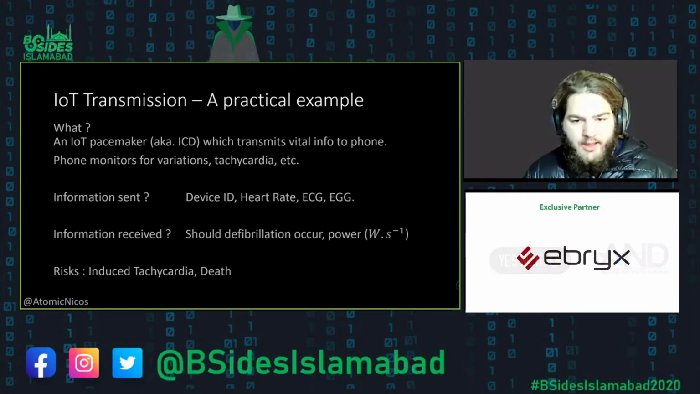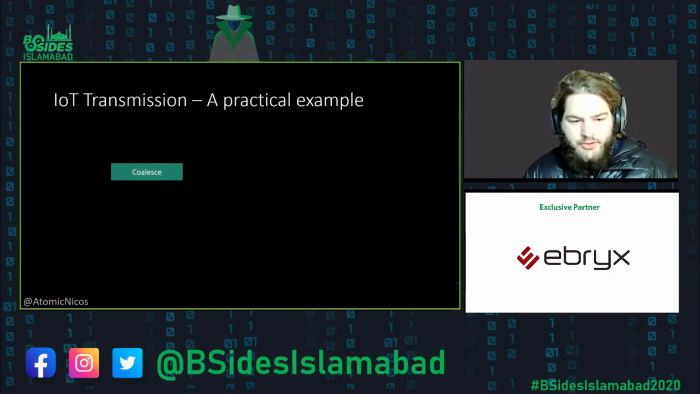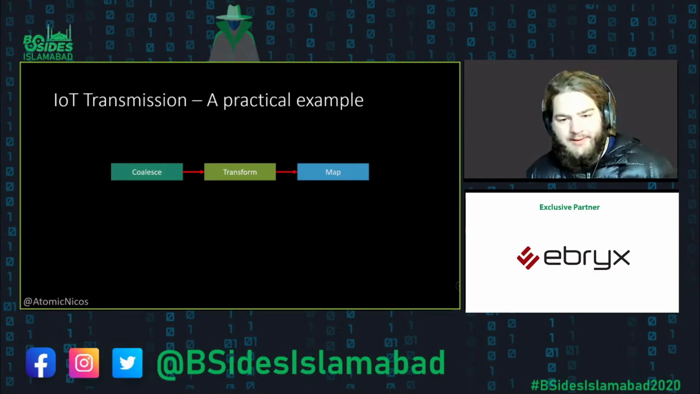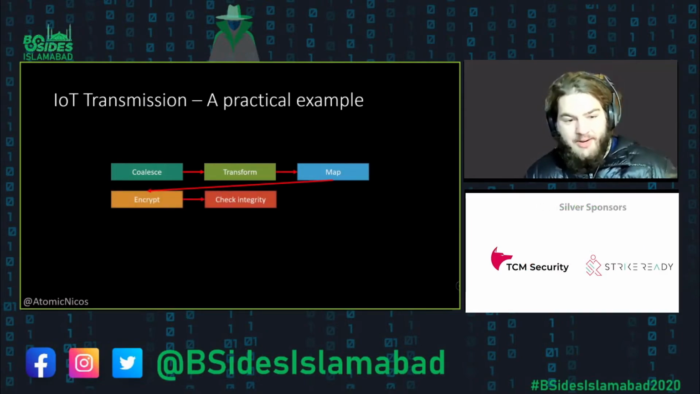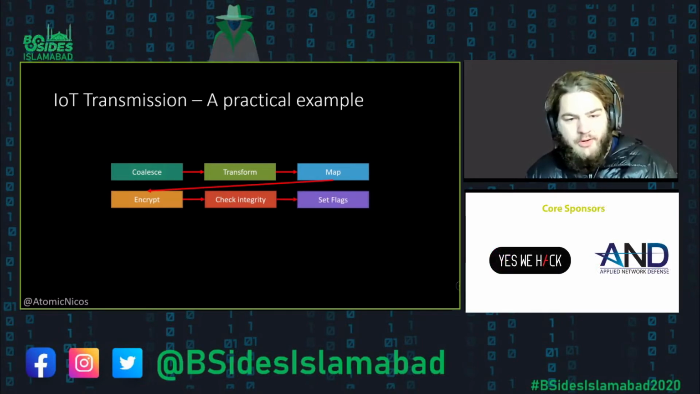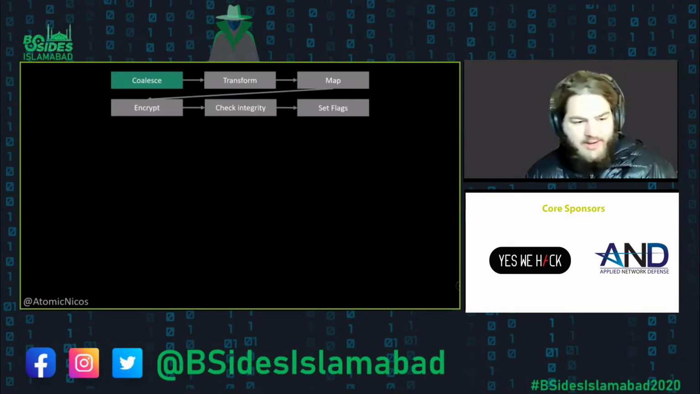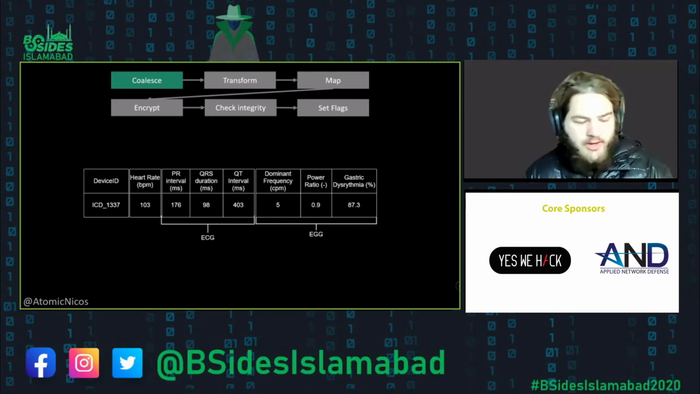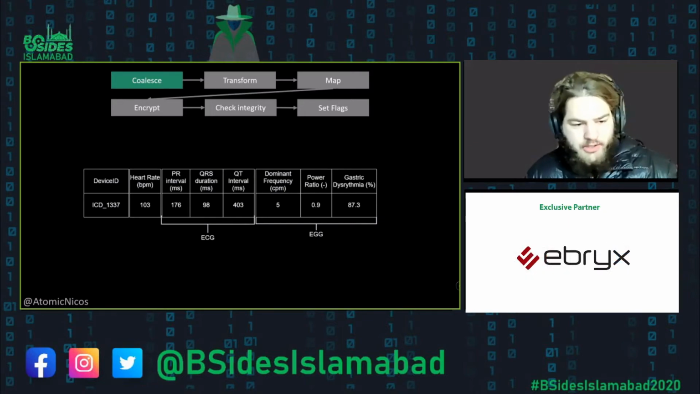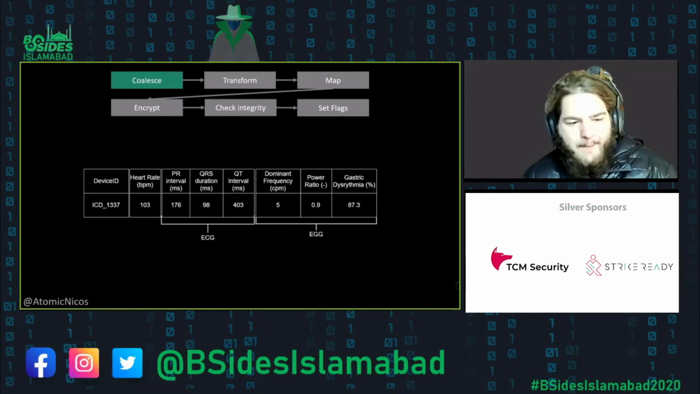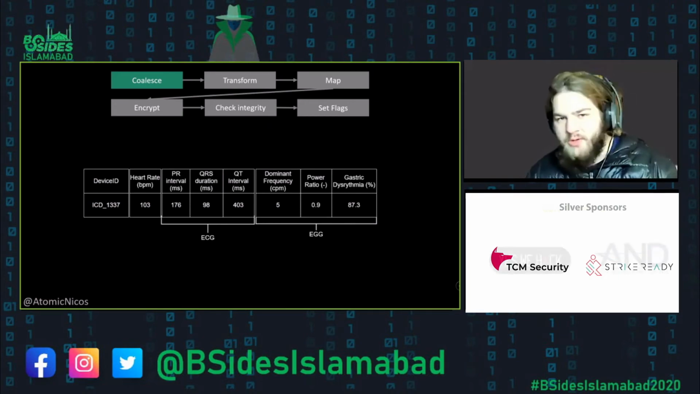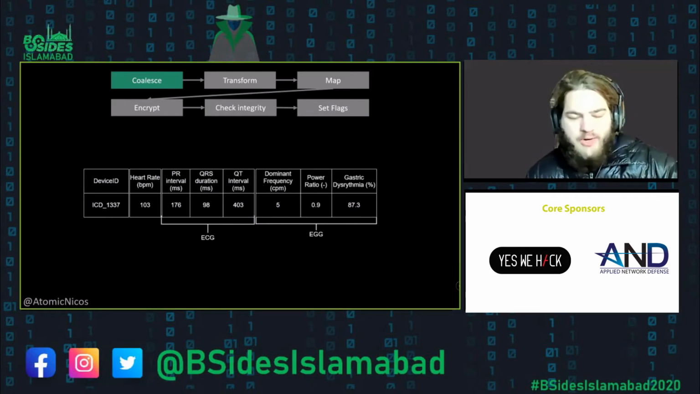So how are we going to go through building that? Well, we can coalesce data, transform that data, map that data, encrypt the data, check its integrity, and then finally set flags. Now let's do that step by step. Coalescing data. I just took some random data. I took a device ID, ICD_1337, and this random heart rate, which seems normal. I think it was my heart rate at the time. It's a little bit higher than usual. Stress. ECG values, usually there's more of them, and EGG values, usually there's more of them, but it needs to be a legible example. So, right, I forgot I had these things.